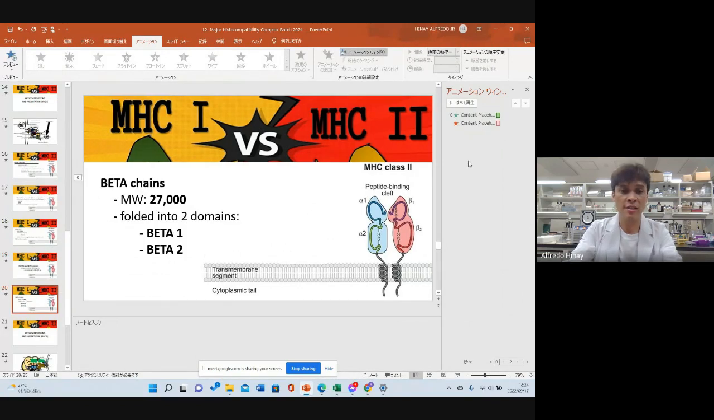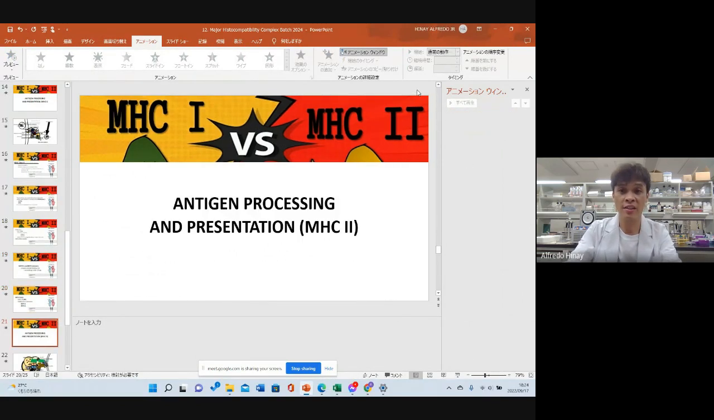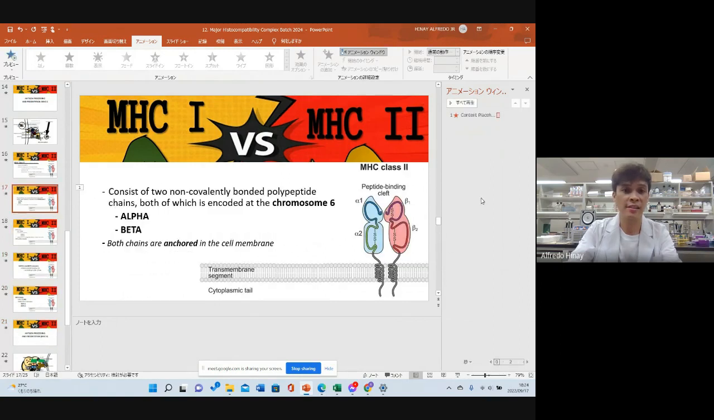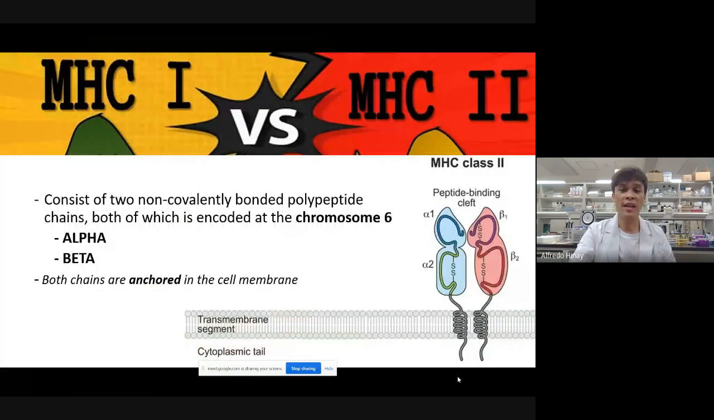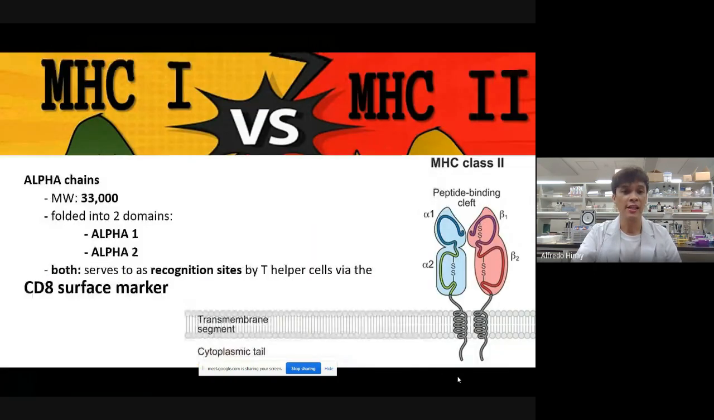Basically, that's the difference between your class 1 and your class 2 in terms of structure. For your class 2, your alpha and your beta are both anchored to the cell membrane. Let's start with the alpha chain of your class 2. Compared with your class 1, which is 45,000 because it has alpha 1, 2, and alpha 3, in your class 2 it is lesser, 33,000, because there are only two subunits. So you have alpha 1 and alpha 2.